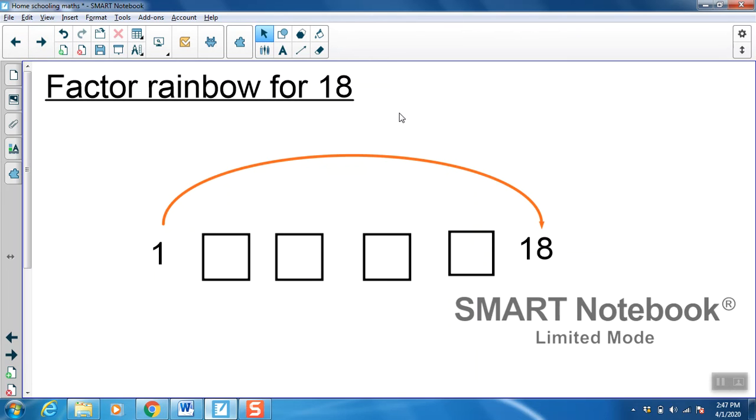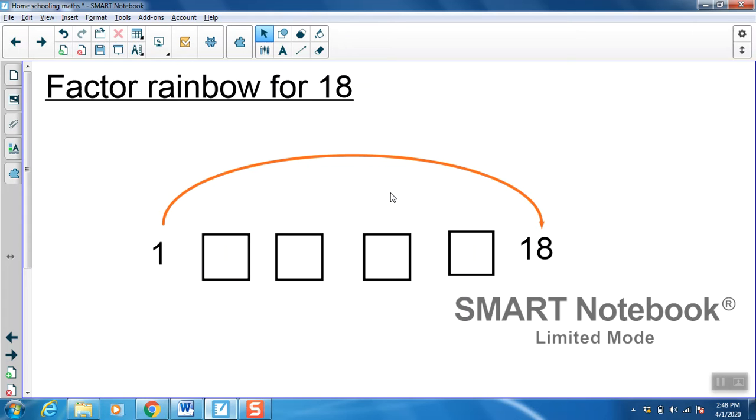Now I'll look at the next page, 18. This is a bit tricky, and I've got 4 boxes here, which means there must be 2 extra factor pairs. I've got 1 and 18, all done. So I'm going to start doing some multiplications in my head to check which ones are which. So 1 and 18, yep. What multiplies together to make 18?